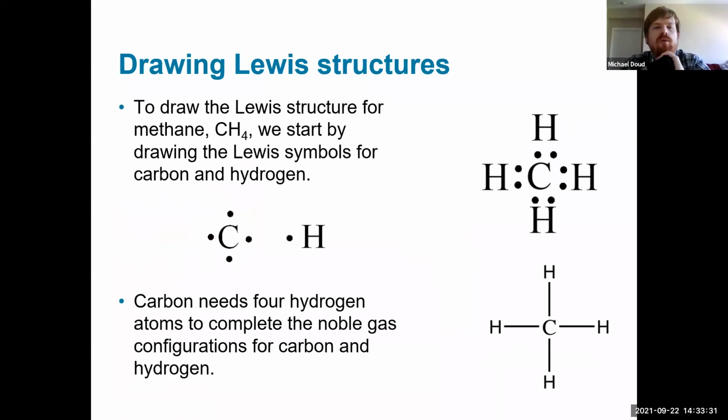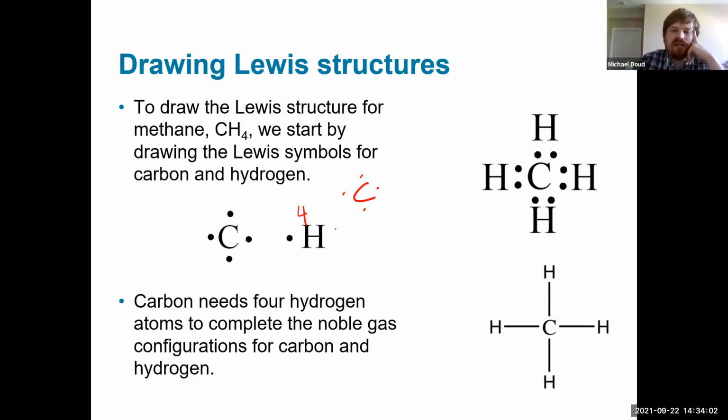Okay, so here's what we want to do. If we want to draw a Lewis structure, we're going to start from drawing the Lewis symbols of each of the elements. So for example, carbon has 4 valence electrons. It's in group 4A. So we do 1, 2, 3, 4. And then we have 4 hydrogens, right? These 4 hydrogens, they're all going to each have 1 valence electron. So we have 4 of these.